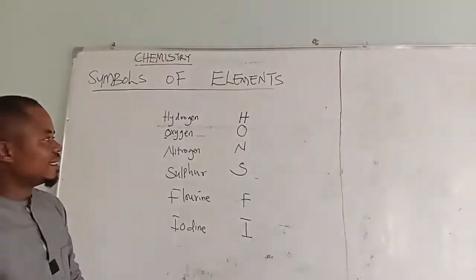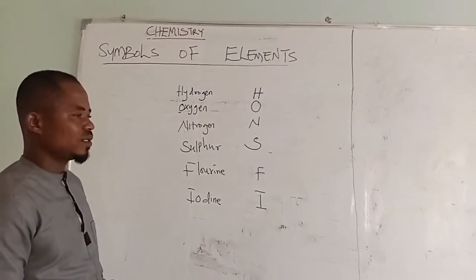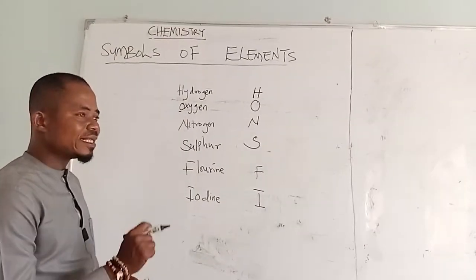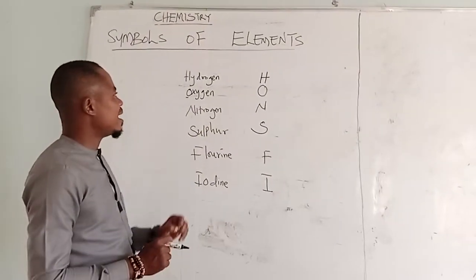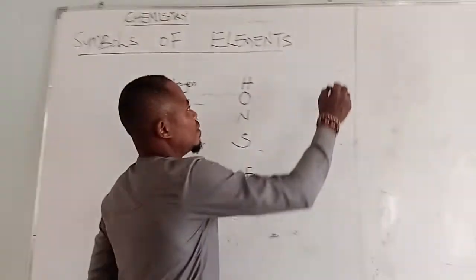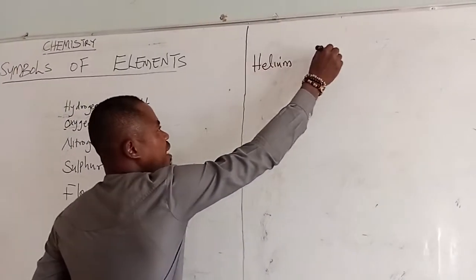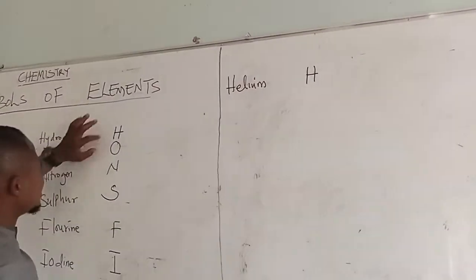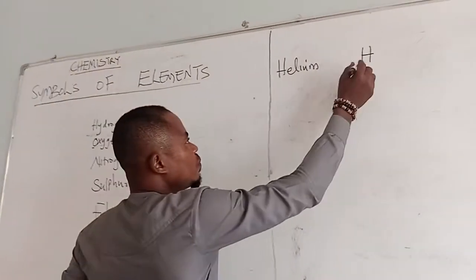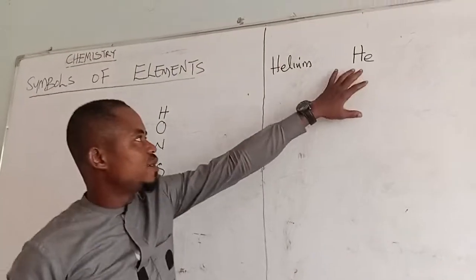And then, in other cases, where the first letter has already been used, the system demands that you pick another letter and write it in small letter against the first letter written in capital letter. For example, we have helium. If you write helium as H, it's going to represent the same thing as hydrogen. So to avoid the confusion, you pick the letter E and add to it. It becomes the symbol for helium, He.